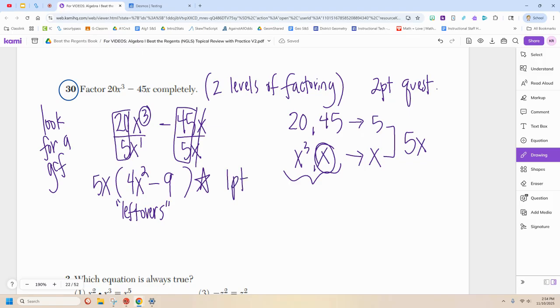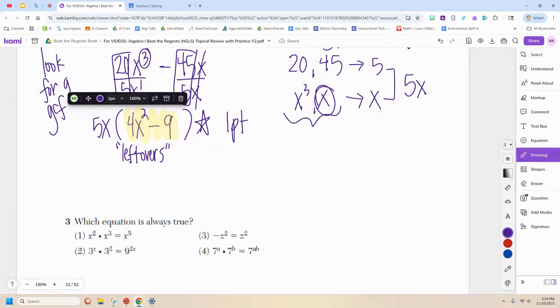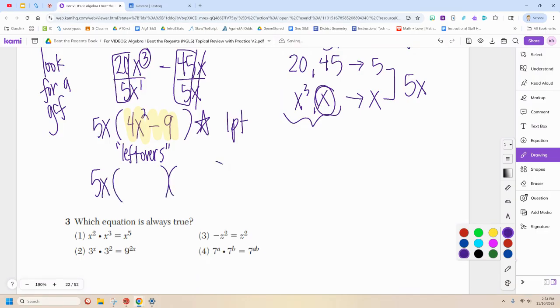We're not done because there is a difference of perfect squares right here. Because the square root of 4 is 2 and the square root of 9 is 3. There's one more level. So the final answer, if you're able to put it together, is 5x. And now this is going to become two binomials. One is going to have addition, one is going to have subtraction, and then they match beyond that. So 4x squared becomes 2x times another 2x. And 9 becomes 3 times 3.